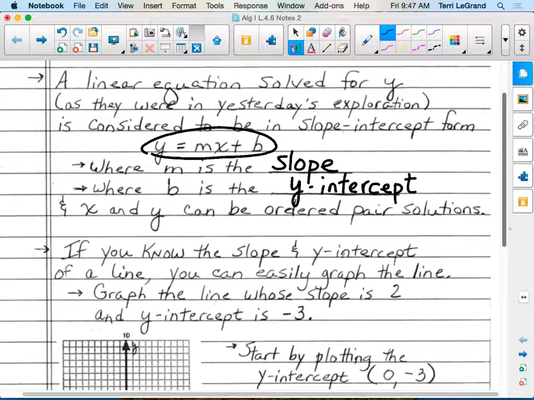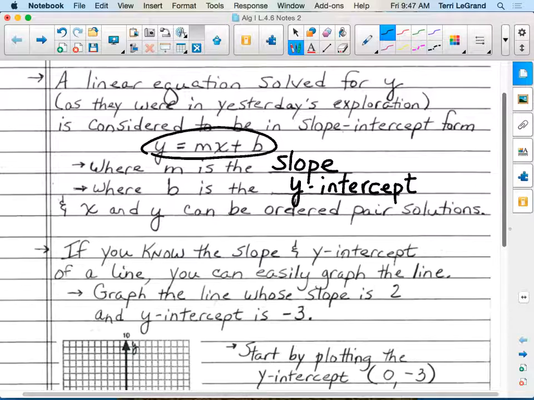How many ordered pair solutions do you think any linear equation has? Well, let's see. Let's go with this equation. Y equals 3x minus 1. How many ordered pair solutions do you think y equals 3x minus 1 has? First of all, what would be the slope of that equation? 3. What would be the y-intercept? 0, negative 1, or it would be crossing the y-axis at negative 1. We would just go down to negative 1 and make a point.